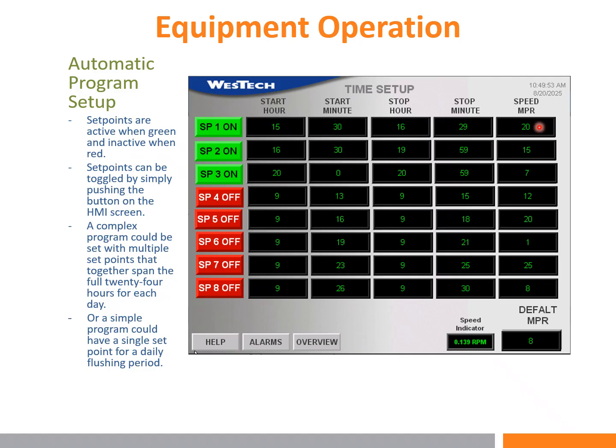So from 3 to 4 in the morning, it would run at 40 minutes per revolution. All other times of the day, it would default to whatever is set here. So in this case, it would default to 8 minutes per revolution.